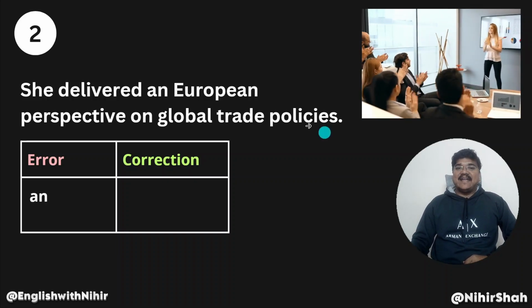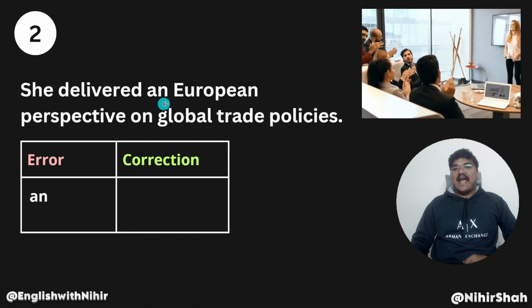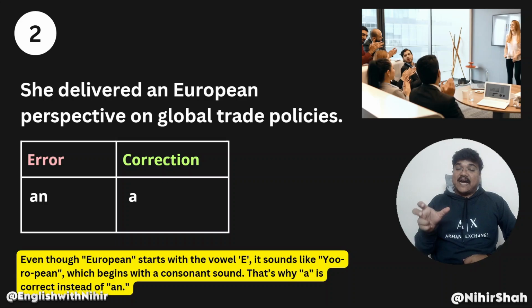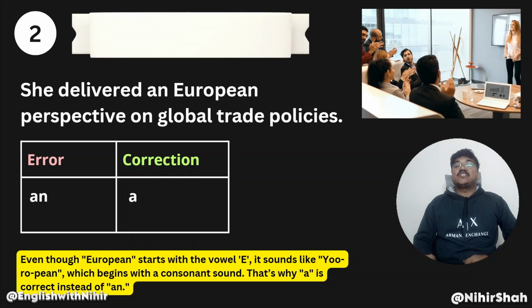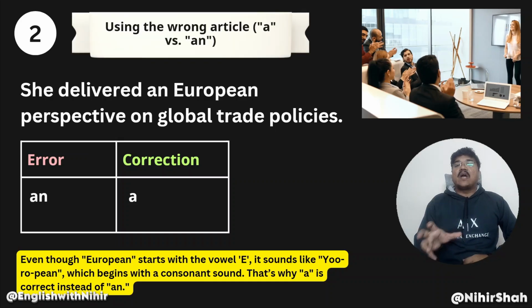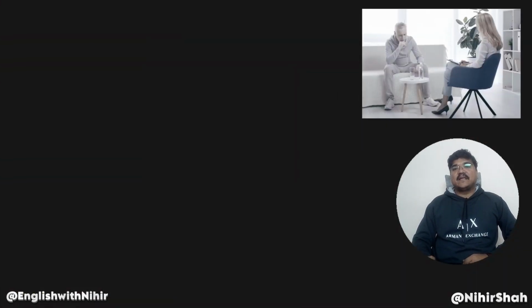The error is in an. Now you might be wondering why. Because here E is coming. Even though European starts with the vowel E, it sounds like 'Yuropean', which begins with a consonant sound. That's why a is correct instead of an. Okay, so this is mistake number two, using the wrong article. Please remember to use the correct article a, an, and the whenever required. Please remember those rules and then solve it. Okay, let's move on to the third mistake.